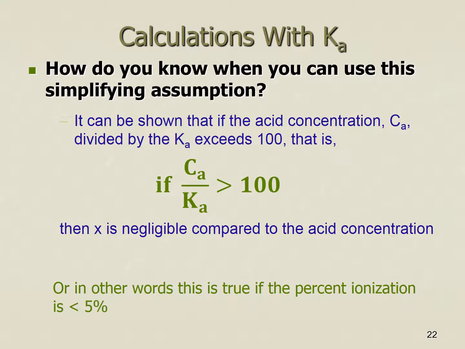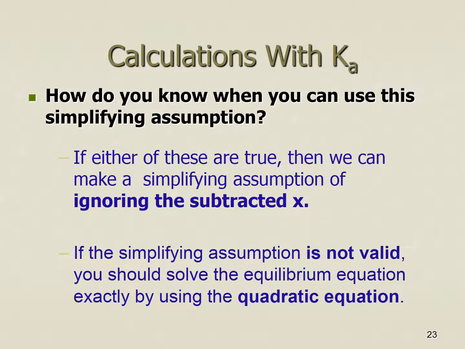Now, if you can't, what happens if this is not true? Well, then you're just going to have to use the quadratic, which is not the end of the world, but we're just going to try to make this as simple as possible as we do it. All right, so if either of these are true, either 5% dissociation, which usually you can't figure out till you've done the problem, so the easier one is to use the Ca over Ka. If Ca over Ka is greater than 100, we're going to ignore X.